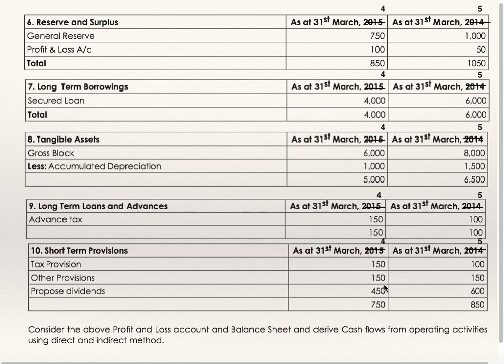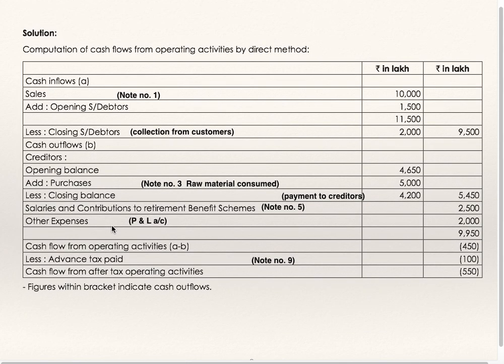Proposed dividend, opening is 450 and closing is 600. Always opening proposed dividend is shown as dividend paid under financing activity. Now we'll see cash flow from operating activity by direct method.